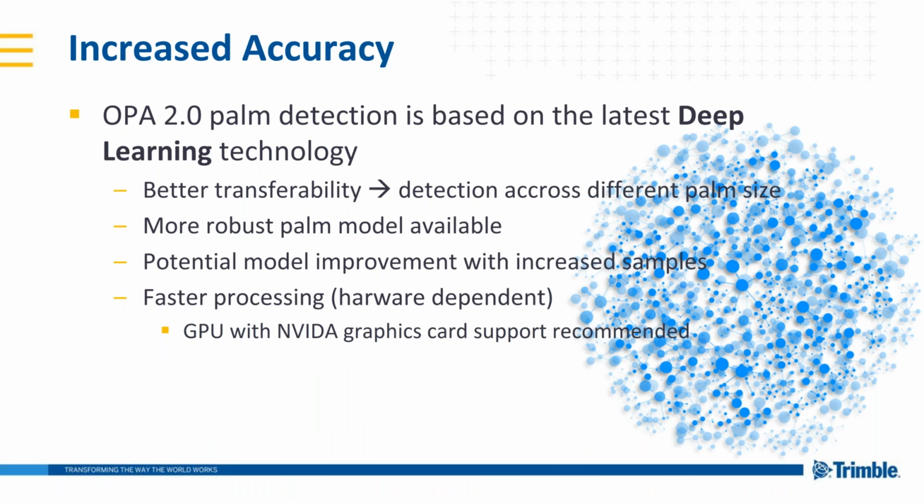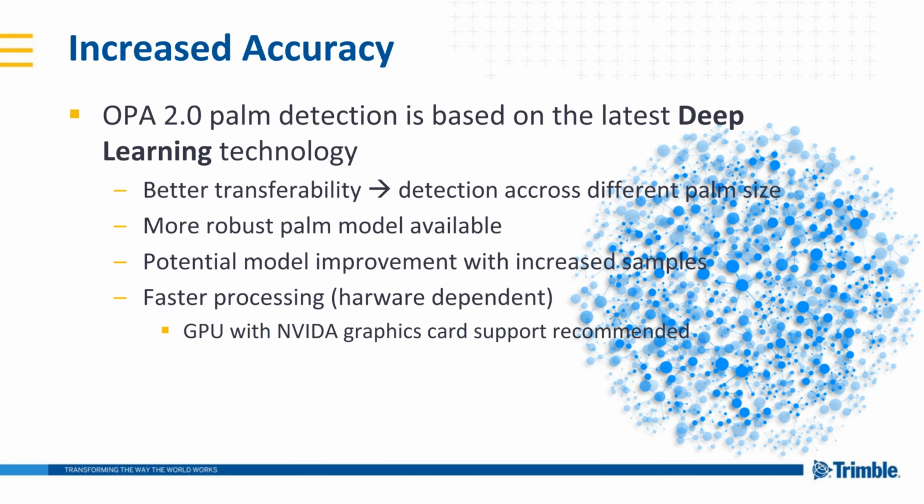Increased accuracy. Yeah, going into here, we've really shifted the whole detection method now within the OilPalm application. We're using one of the hottest technologies on the market today. We've implemented deep learning. Deep learning is driving the detection of the palms, so that we have better transferability across the different palm sizes. We have a more robust palm model available within the software, and we have the potential to always improve this model by increasing our sample data that's behind the scenes.